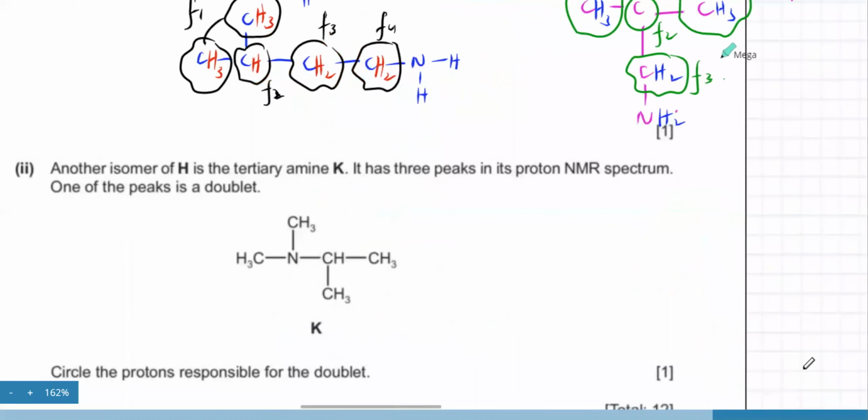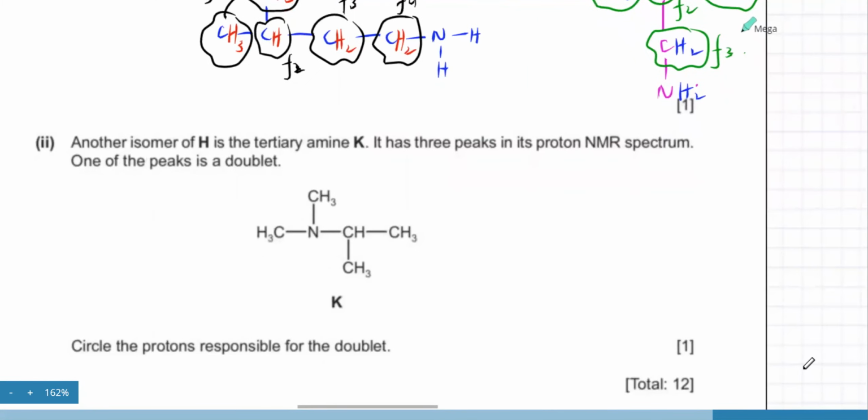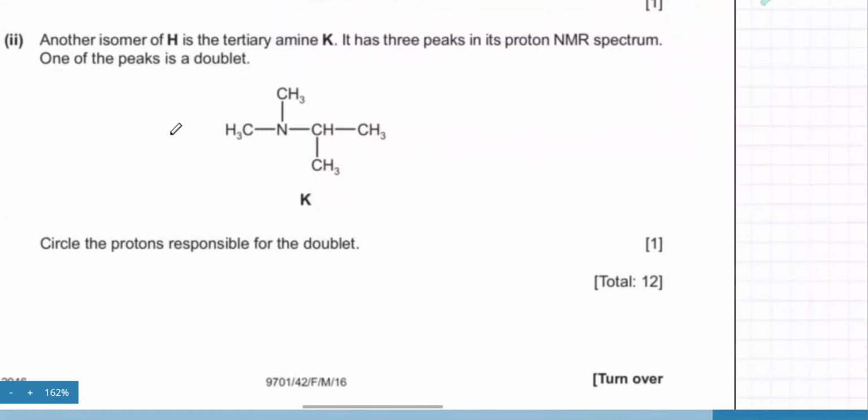Then he's saying that another isomer of H is the tertiary amine. I said, remember tertiary amine. Tertiary amine is when the N is on all sides bonded to a carbon chain. That's a tertiary amine. And he's saying it has three peaks in its proton NMR spectrum. One of the peaks is a doublet. I said, now the whole thing has changed. And it says circle the proton responsible for the doublet.